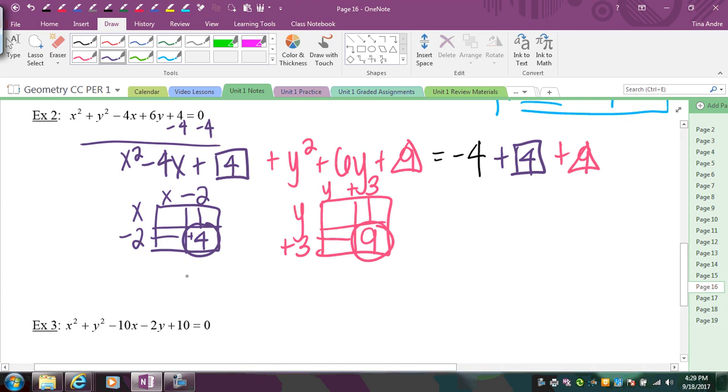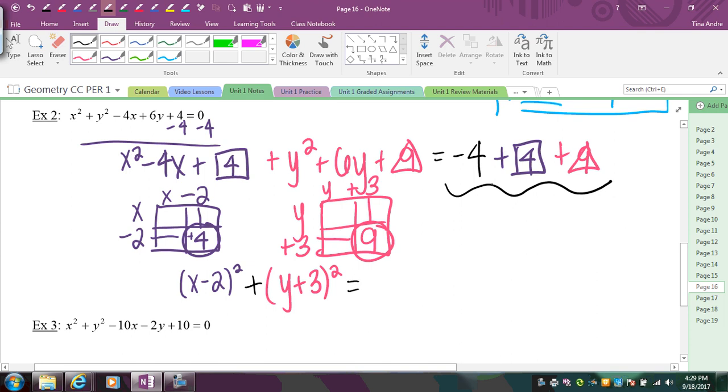And then our last step is to rewrite this using our factors. So for the x's, my factors are x minus 2 times x minus 2, also the same thing as saying x minus 2 squared. Plus, then we have y plus 3 squared equals, and then remember, you combine these, so the 4's cancel, and we end up with 9. So there's my equation.